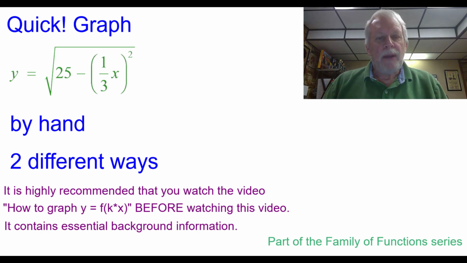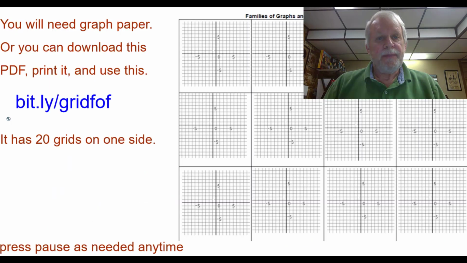Quick, graph y equals the square root of the quantity 25 minus the quantity of 1/3 x squared by hand 2 different ways. It is highly recommended that you watch the video how to graph y equals f of the quantity k times x before watching this video. You will need graph paper or download this PDF and print it. Press pause as needed anytime during the video.